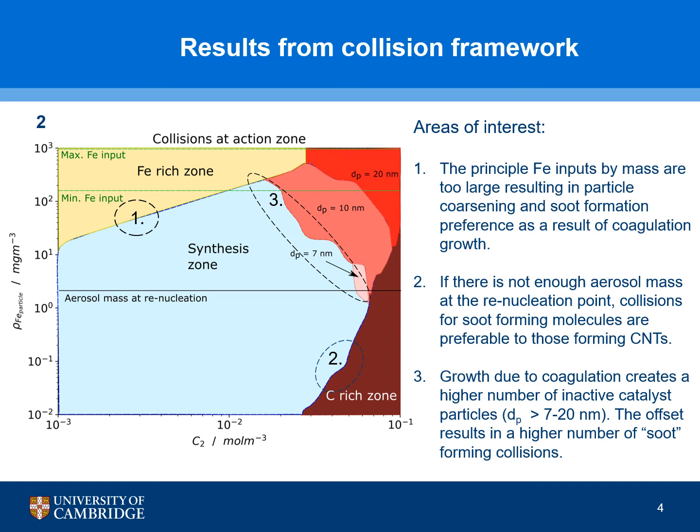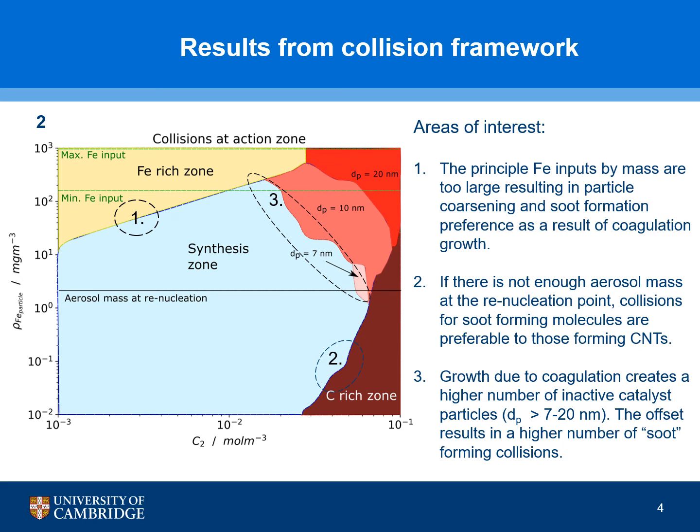So mapping all of this out onto the ground scheme, we found that the synthesis zone is bounded by 3 regions. First region being the iron-rich zone, in which you have too much catalyst mass, your particles coarsen far too rapidly, and you effectively are not able to form CNTs. The second zone is limited where you will have soot formation, and this is where you don't have enough catalyst, so effectively if you put in too much carbon, you're just going to form soot instead.